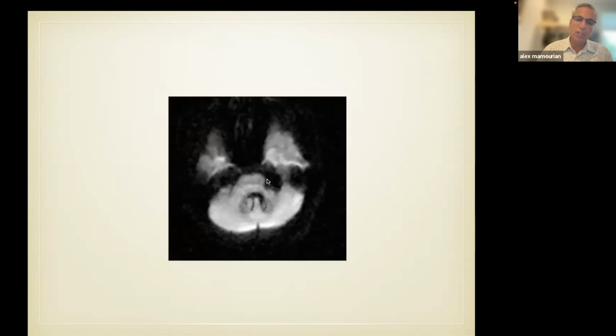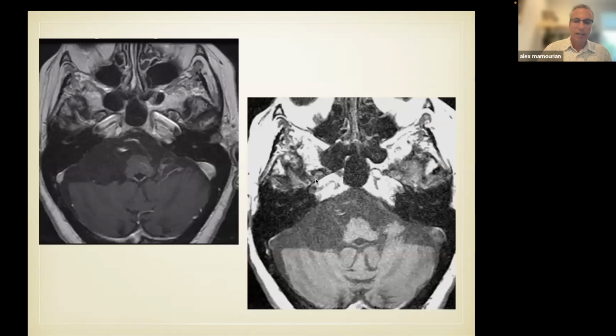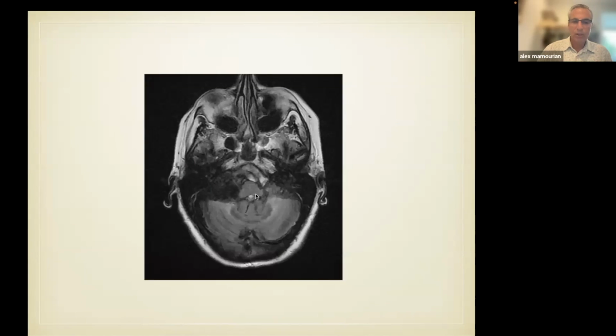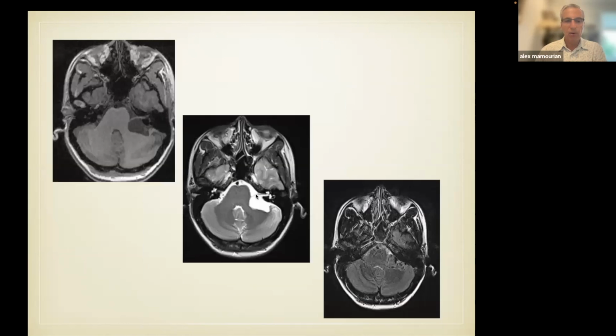Here's the diffusion scan in that patient, completely normal. So this is a more sensitive technique for looking for an epidermoid. This is an arachnoid cyst. Here's another case. It looks like there's a mass lesion here, distorting the cerebellum a little bit on the medulla. Here's the FLAIR scan, and this is an arachnoid cyst.